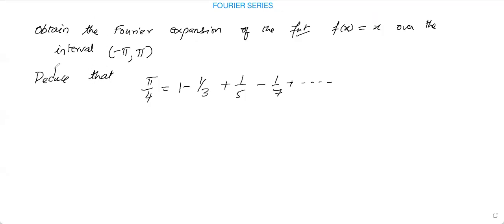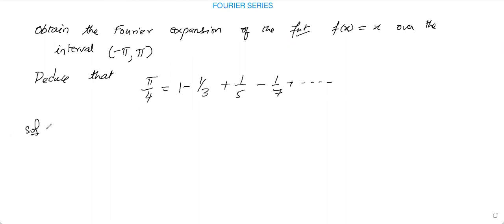Let us solve this problem to obtain the Fourier expansion of the function f(x) = x over the interval minus pi to pi. And hence we'll reduce that into pi by 4, which is equal to 1 minus 1 by 3 plus 1 by 5 minus 1 by 7, and so on. So let us solve this.